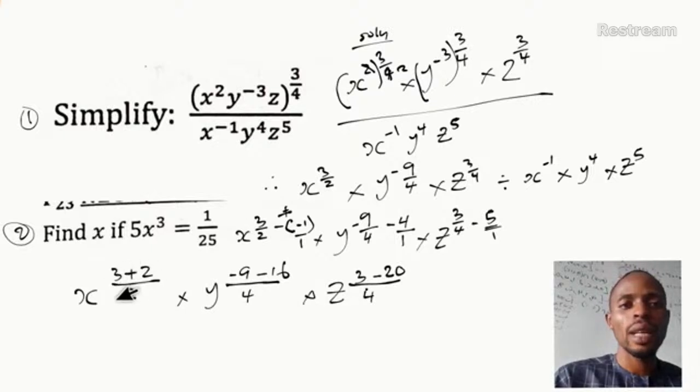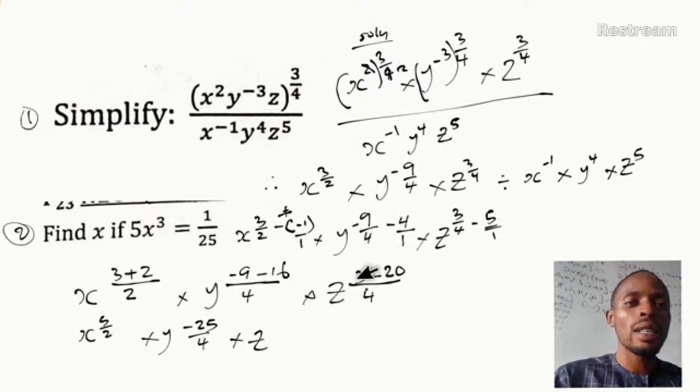Let's add it together. Numerator, that is 3 plus 2, here we have 5. So it means that our s is raised power 5 over 2 multiplied by y. So in this place, minus 9 minus 16. Minus and minus 16, that gives us minus 25. Here we have minus 25 over 4. Okay, multiplied by our z. So here 3 minus 20, that gives minus 17. So we have minus 17 over 4. Okay, so in this place then, you can leave the answer like this.